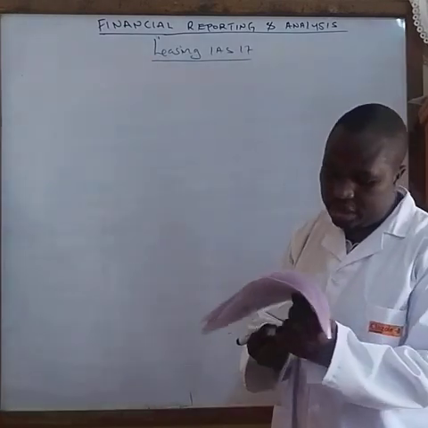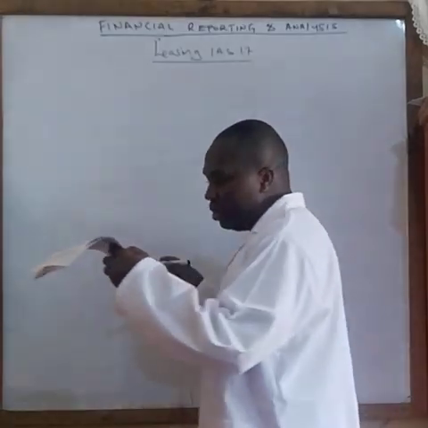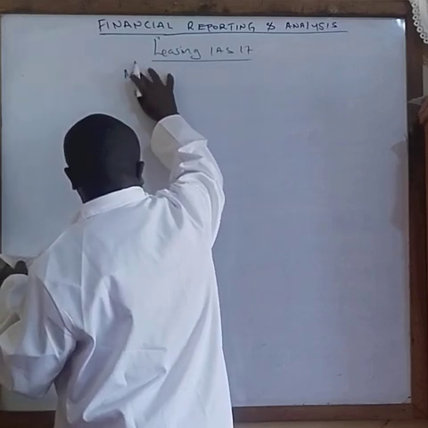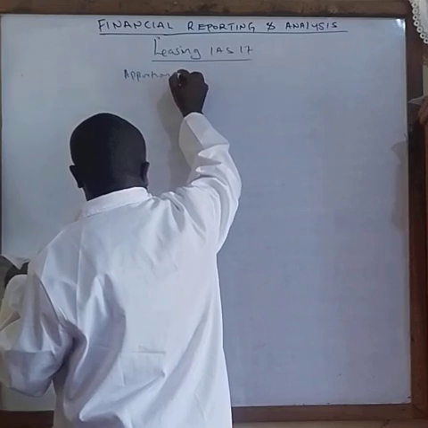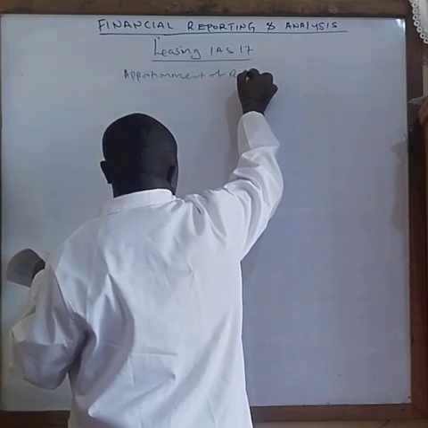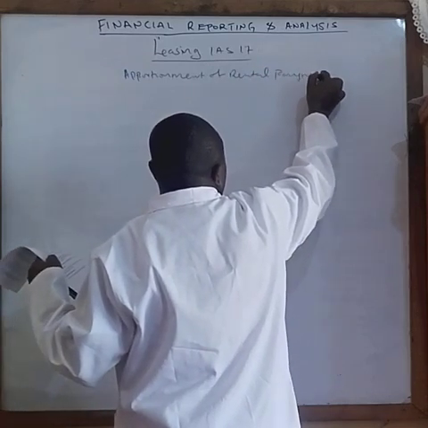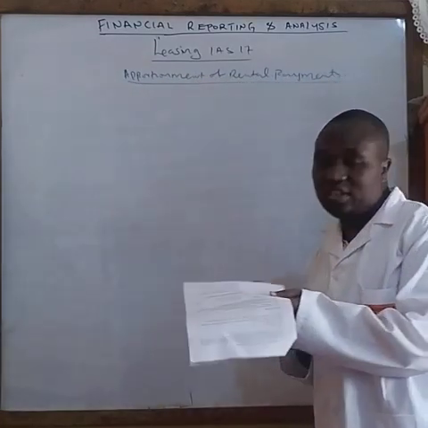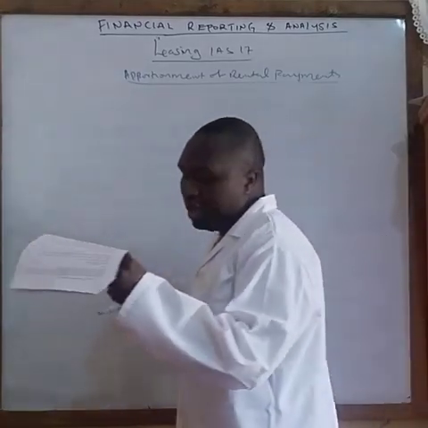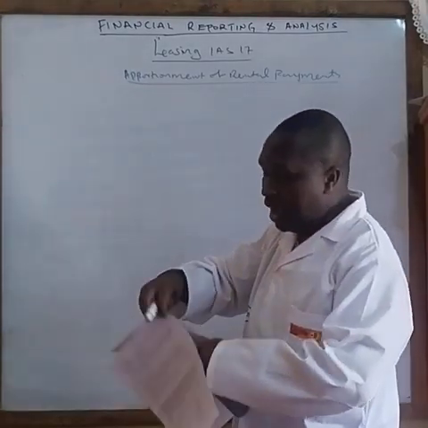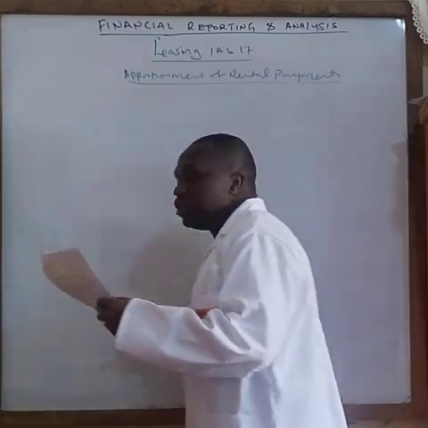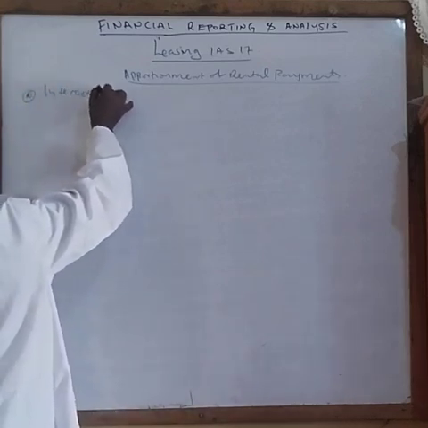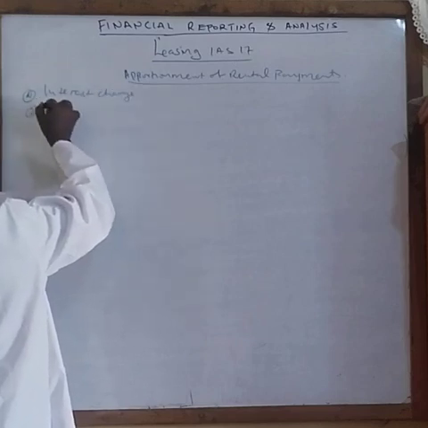So let's see now the subtopic, apportionment of rental payments. These rental payments that we are paying, we need to do apportionment. That is to say, we have to differentiate the interest that we are being charged from the capital cost.